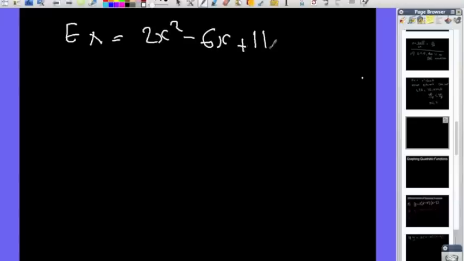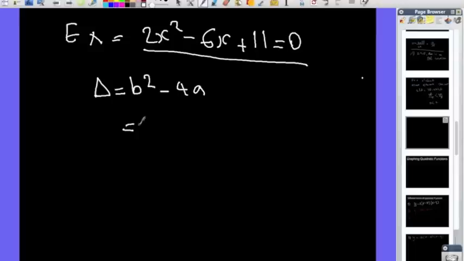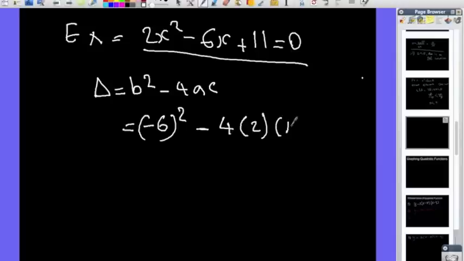Okay, now let's do a real question. They might ask you something like 2x squared minus 6x plus 11 equals 0, and they would ask you to find out the number of solutions. So in order to find the number of solutions, you need to use delta equals b squared minus 4ac. So let's find how many solutions we have in this equation. We know that b is negative 6, so square it, minus 4 times 2 times 11.